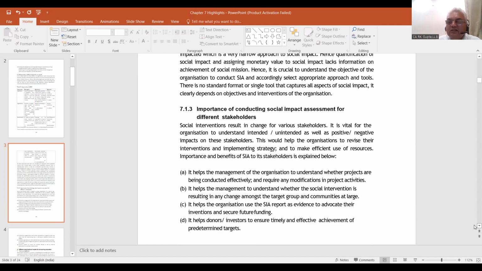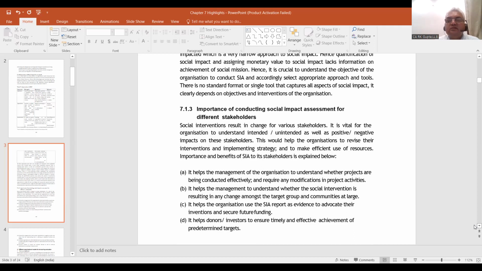It is nothing financial. It is just the social impact. So social interventions result in change of various stakeholders. So it is vital for the organization to understand intended or unintended, as well as positive or negative impact on these stakeholders. So this would help the organizations to revise their interventions and implementing strategy and to make efficient use of resources. So importance and benefits of social impact assessment to its stakeholders are as under.